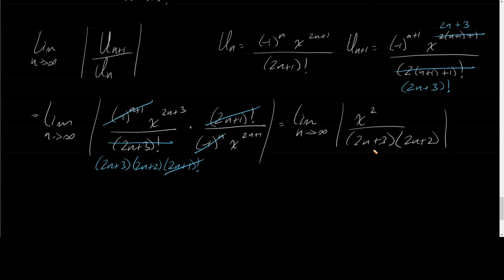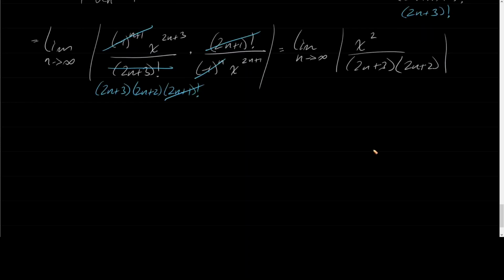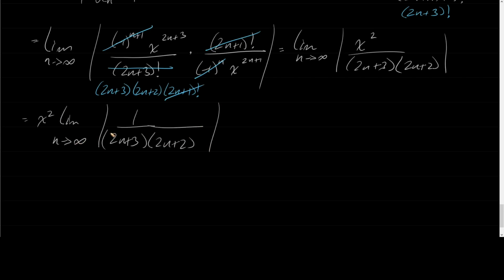All right. And now, let's see. In this limit, the x squared is not being affected by the limit, right? Because the limit is as n goes to infinity. So what we get now is the limit as n goes to infinity. Well, actually, we have an x squared outside of the limit because it's not affected by it. There we go. Of the absolute value of 1 over (2n+3) times (2n+2). This limit right here overall goes to 0.